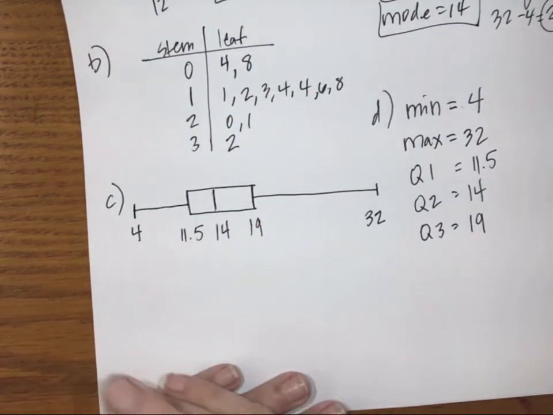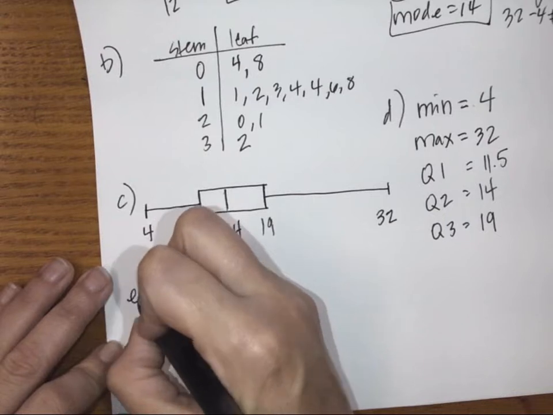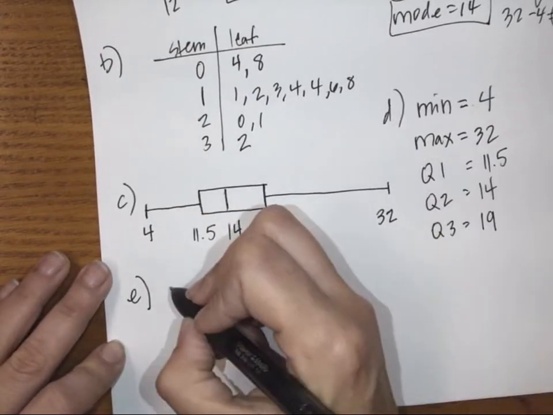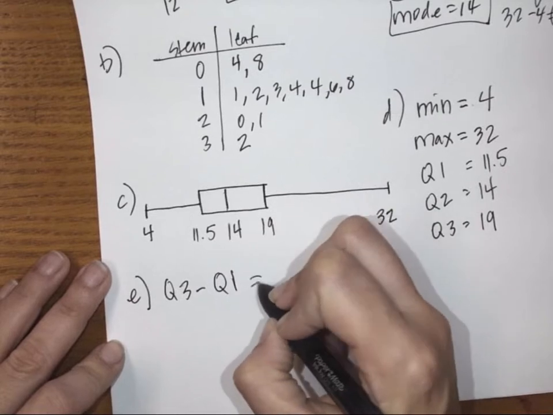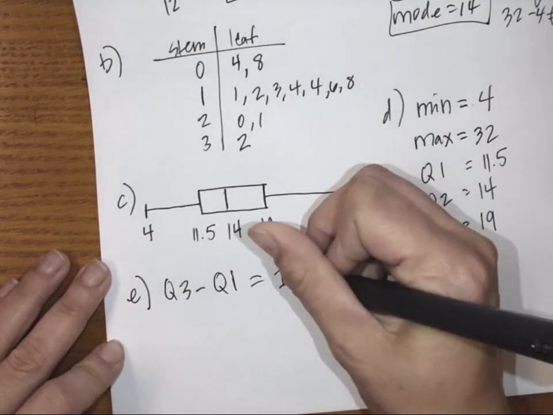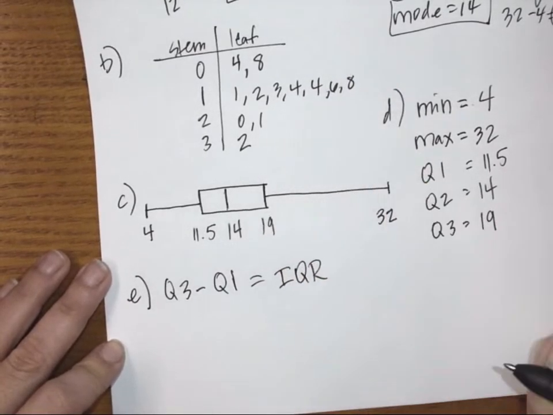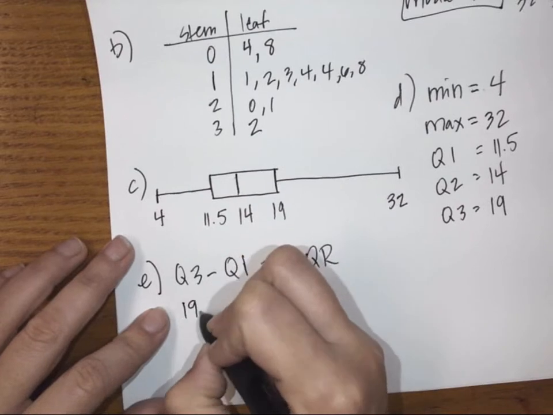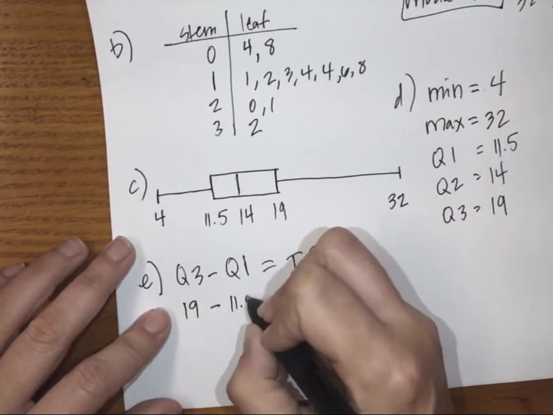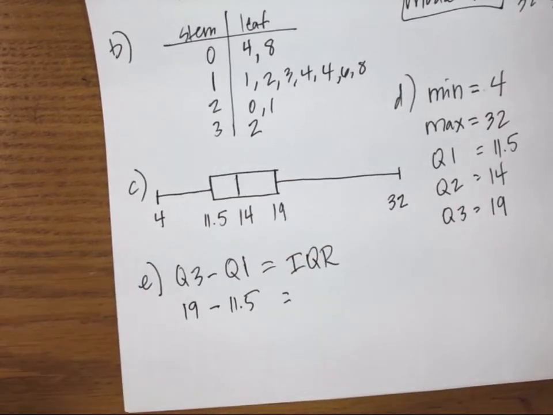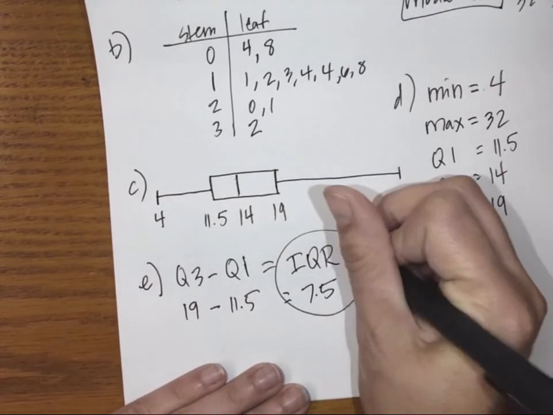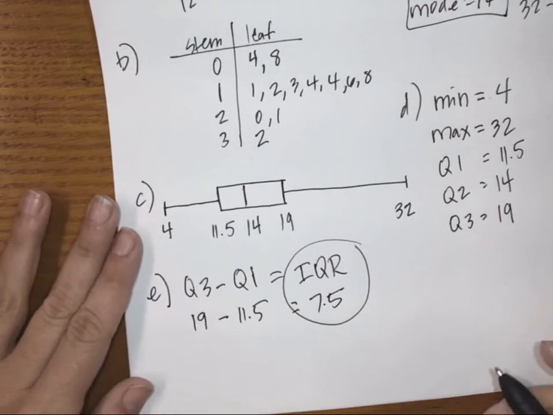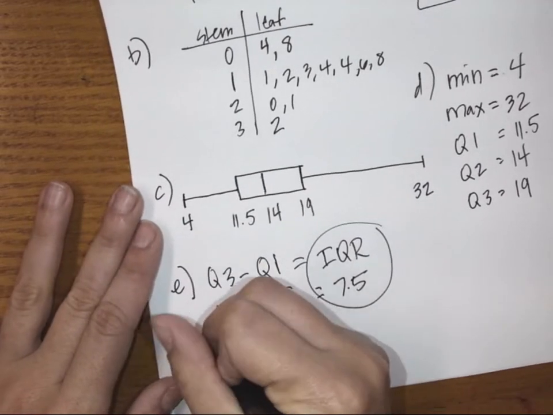So now for E, the interquartile range is Q3 minus Q1. That's what the interquartile range is, and you usually see that as IQR. So Q3 is 19, minus Q1 is 11.5, and 19 minus 11.5 is 7.5. So the interquartile range is 7.5. And then the last thing is to find the outliers.